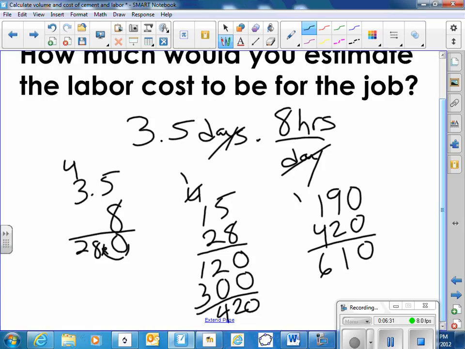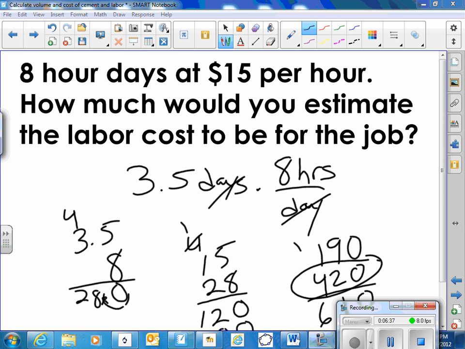$610 should be the total cost for the job. The labor part was the $420. Then the cement was the $190 for a total of $610.